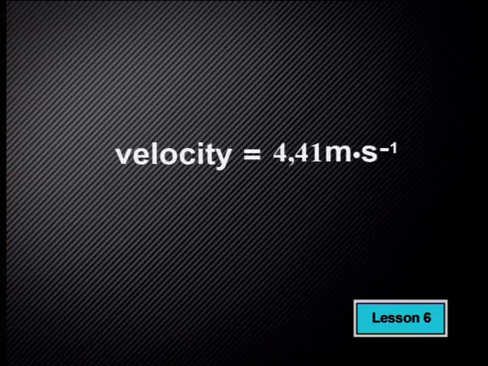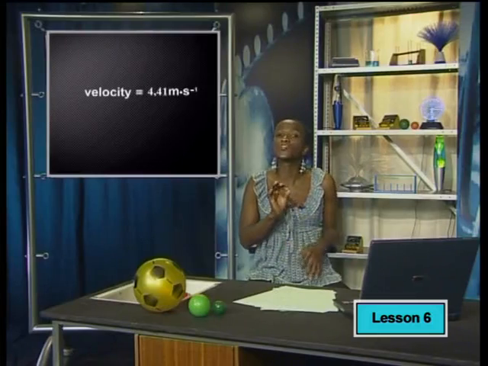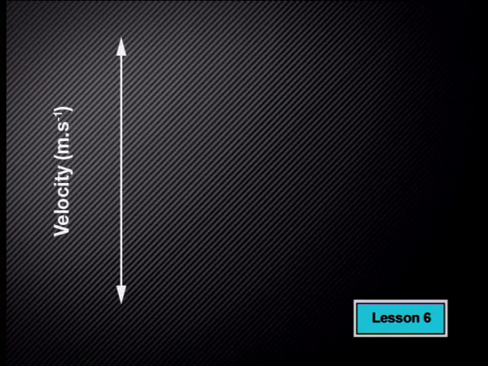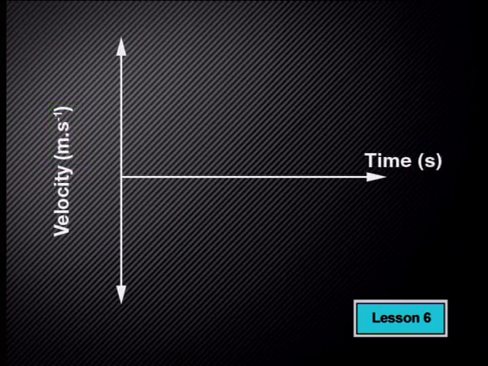Using equipment similar to photo gates, we measured the child's initial velocity as 4.41 meters per second. Final velocity was 4.41 meters per second. With this information, we can draw a velocity versus time graph for the child's motion. First, we draw the axes, which are velocity and time. Make sure that you label each axis fully, including the units. Then we insert values we know for the child's velocity, which are 4.41 and negative 4.41.